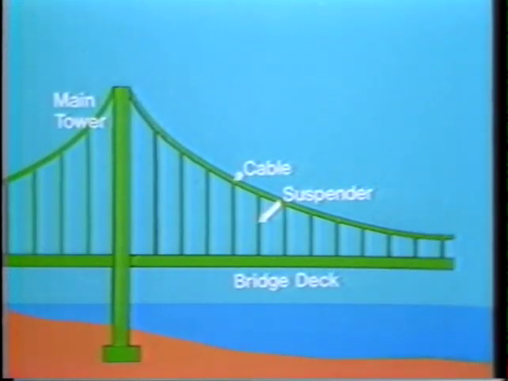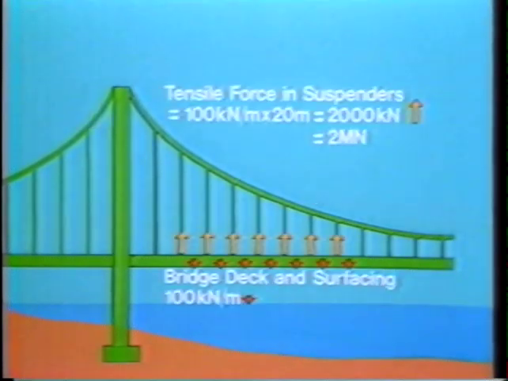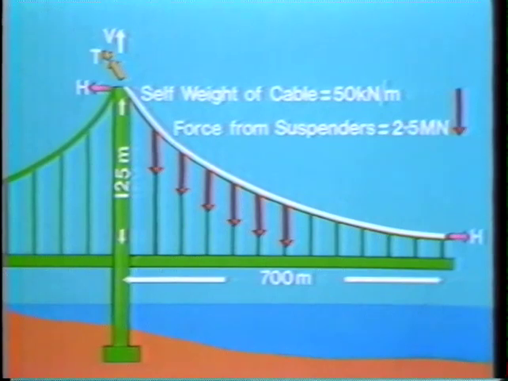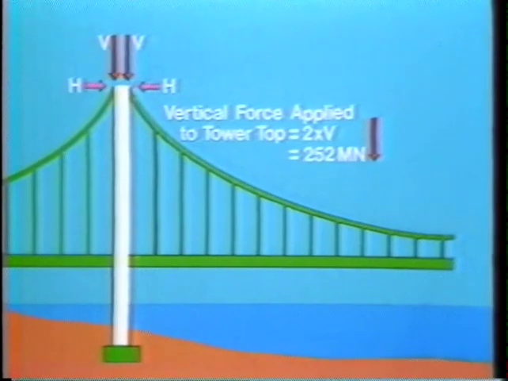The purpose of the analysis of a structure is to find the forces in each member. Starting with the load of the bridge deck and surfacing, and then adding the load of traffic, the tensile forces in the suspenders are calculated. These forces are then applied to the cables, not forgetting the weight of the cables themselves, to obtain the forces in the cables. From these, the forces on the tower can be calculated.